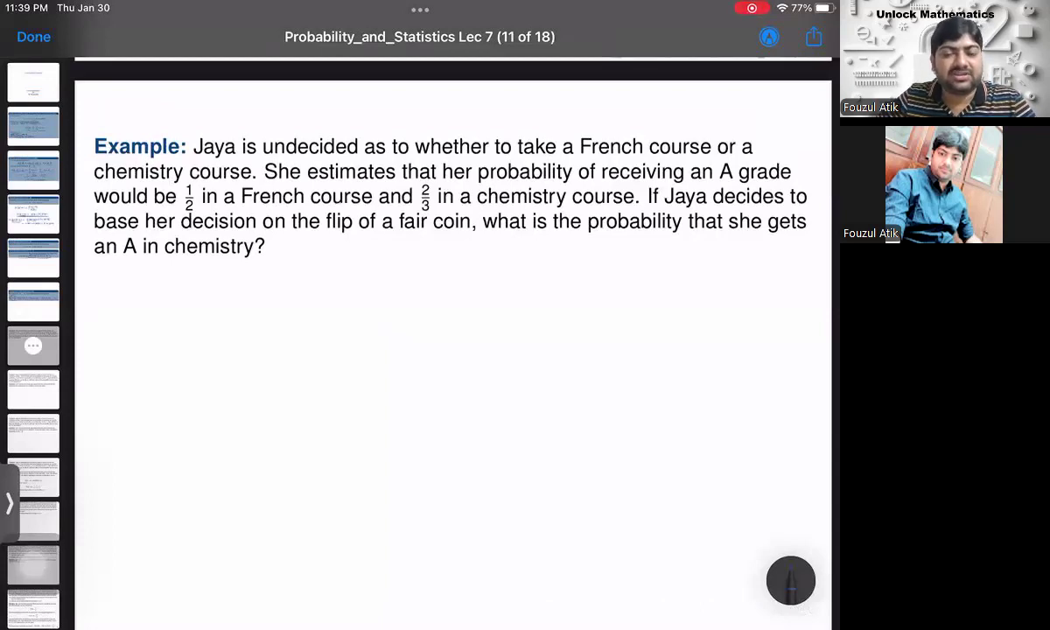That Jaya finally decides which course she will be taking, she will just flip a coin, and if it is one side, she will take a French course, and if it appears the other side, she will take the chemistry course. So you know that a coin has two sides, so she decides in this way by flipping a coin. Now the question is, what is the probability that she gets an A in chemistry?